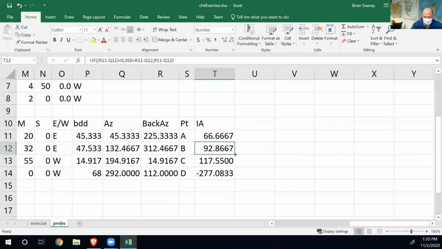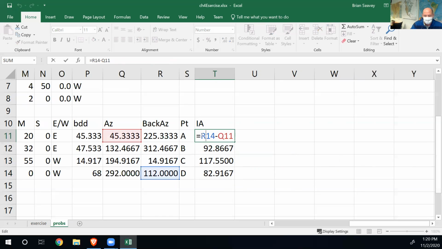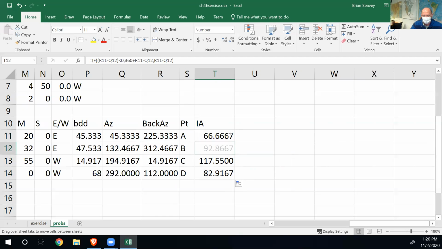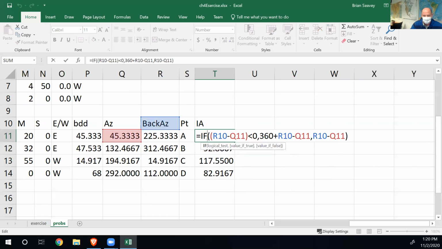So I'll fill that down. And no more negative, right? And then up here, I'm just going to fill this up and then change the numbers so I don't have to do the if statement again. So this guy right here is actually the back azimuth of the previous one. I'm just moving the cell locations back to where they should be, and that's it. That was pretty clever, huh?